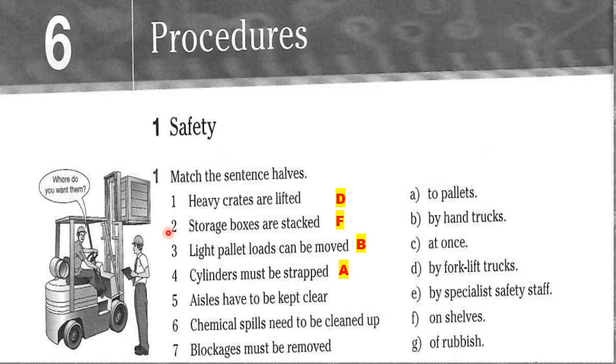5, aisles have to be kept clear, goes with G, of rubbish. Clear of rubbish. Number 6 goes with E. Chemical spills need to be cleaned up by specialist safety staff. And the last one goes with C. Blockages must be removed at once.